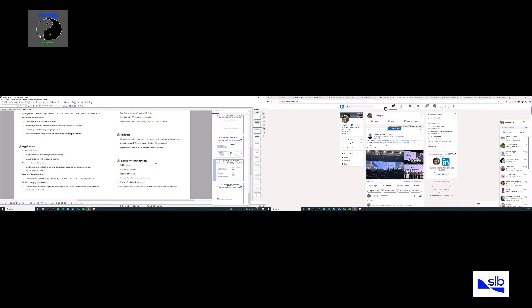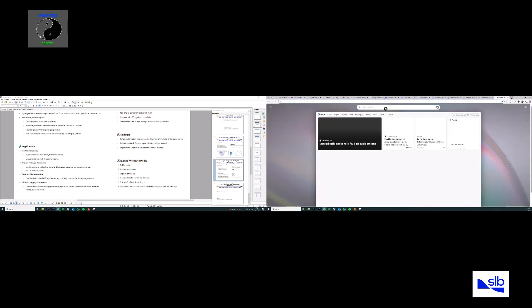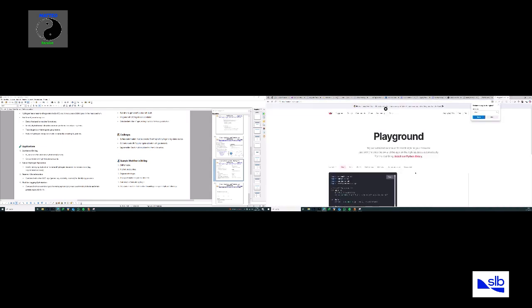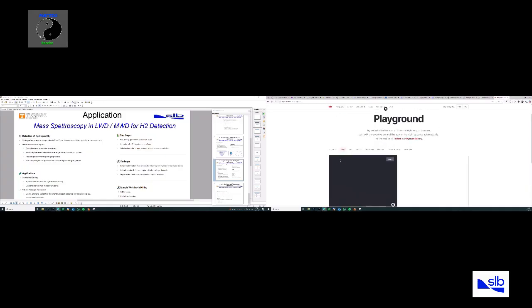An example workflow in drilling formation. We have some applications just from the drilling formation, the gas extractor, and this is the principal application of hydrogen detection. I want to show you also some coding that can explain a typical problem, not only of gas chromatography as we said in the past, but of mass spectrometry in LWD.